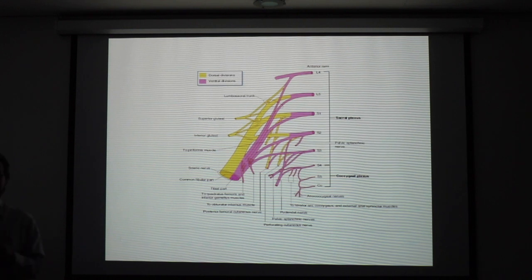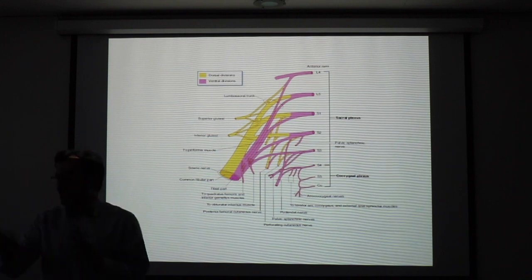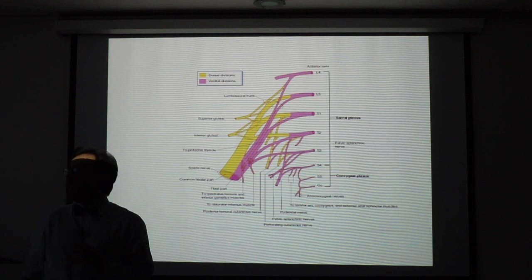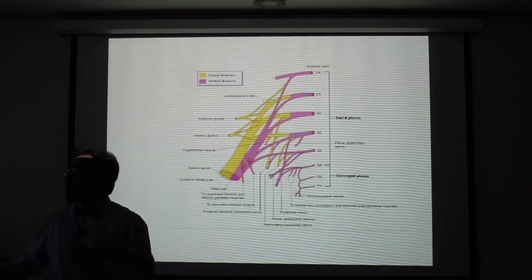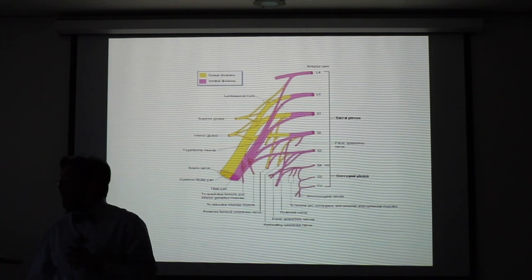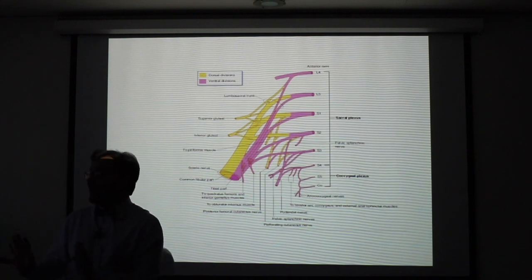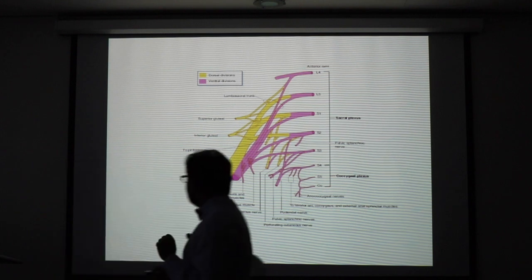It is going to supply the posterior compartment of the thigh, the hamstring muscles, and then it is going to supply the muscles in the leg and the foot, and it also gives cutaneous supply in the leg and the foot, but it does not supply anything in the gluteal region.